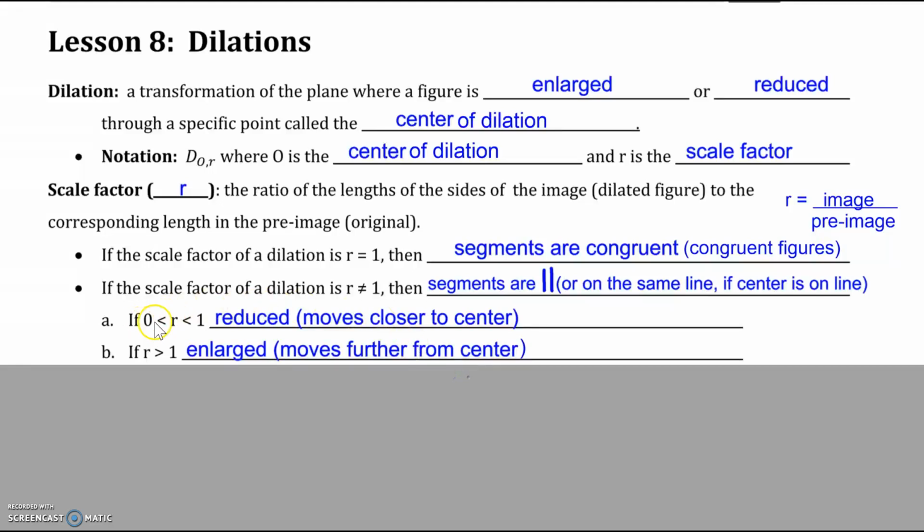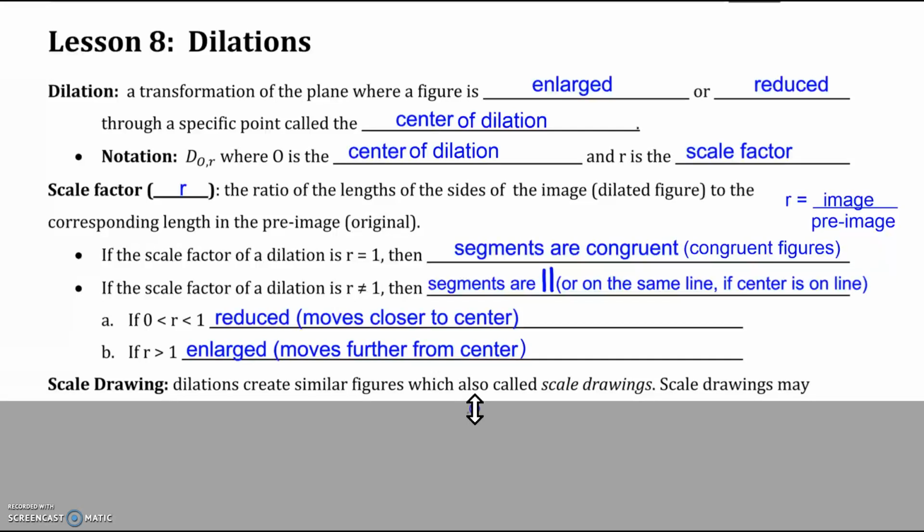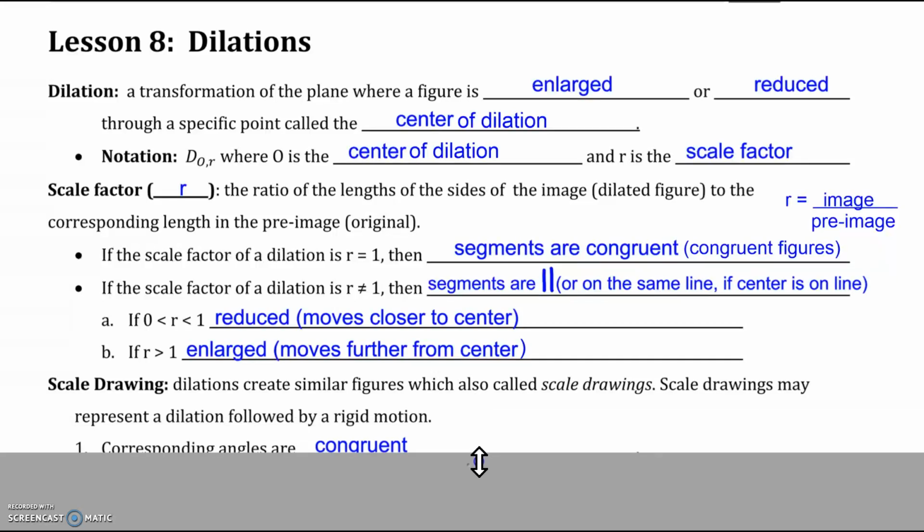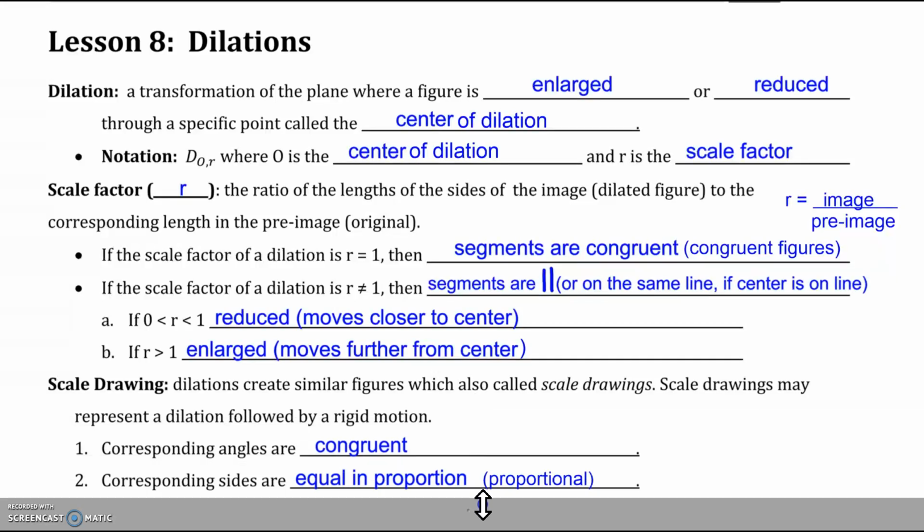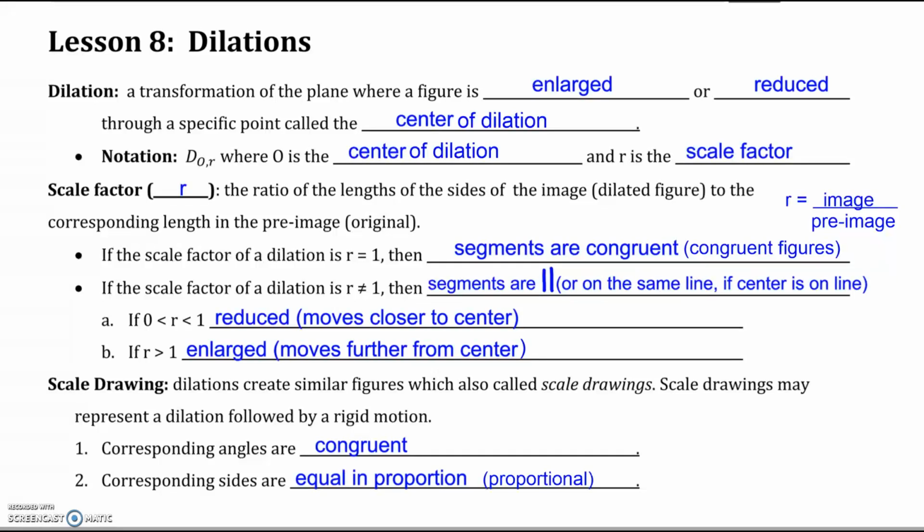So think about it. If I tell you that we're going to scale something by 1/2, which is between 0 and 1, it's going to be half of the original size. If I tell you it's going to be the scale factor of 2, then it's going to be twice the original size. It's going to get bigger and further away from the center. Okay. Scale drawings are similar figures where you're using a dilation and then also a rigid motion, possibly. So in those, because it is similarity, scale drawings are basically just similar figures, your angles are going to end up congruent and your corresponding sides are going to end up proportional.